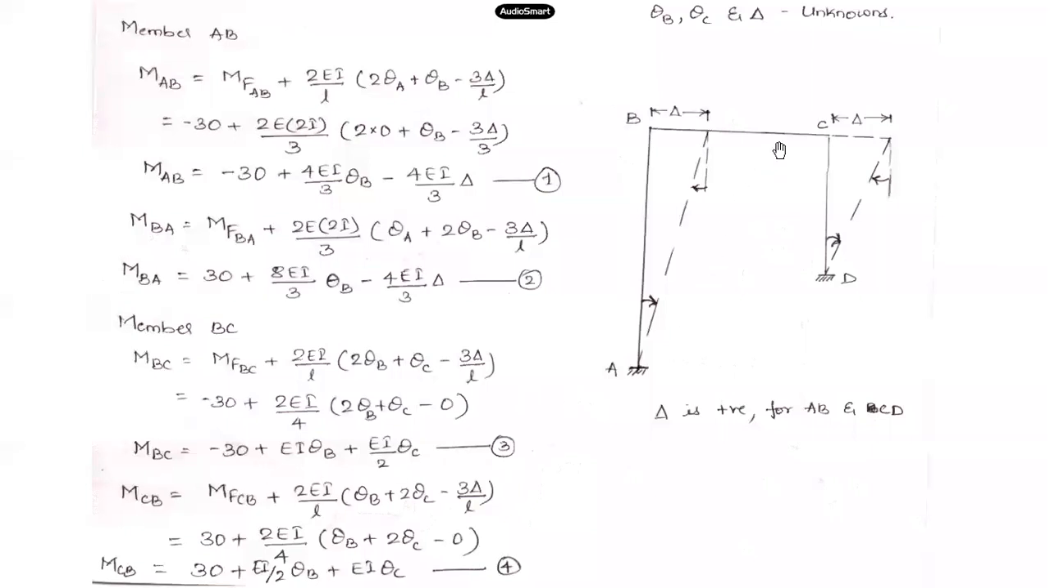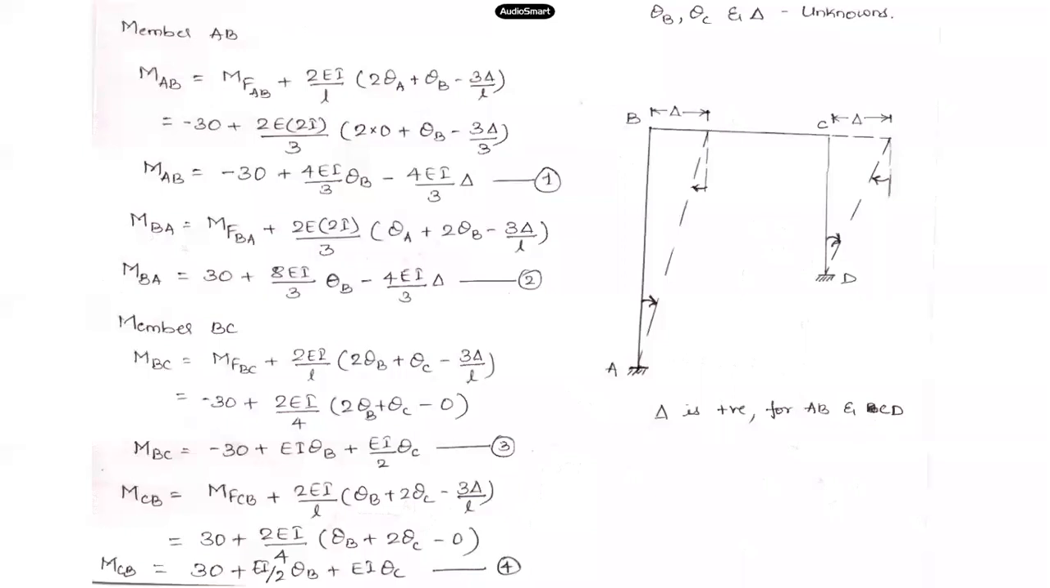Now similarly, if I take joint C, it will be MFCB plus 2EI by L into theta B plus 2 theta C minus 3 delta upon L. On substituting these values, MFCB is 30 plus 2EI by 4, where 4 meters is the span of member BC, into theta B plus 2 theta C, with delta as 0. For horizontal members, delta will exist only if there is any settlement or sinking of the support.